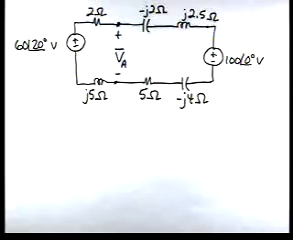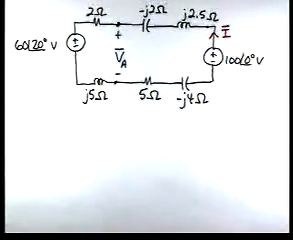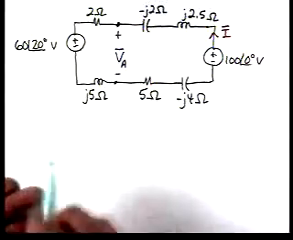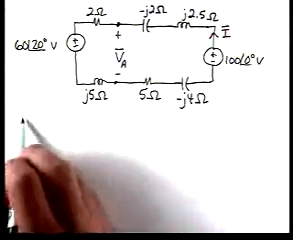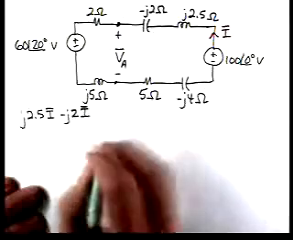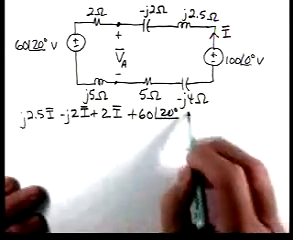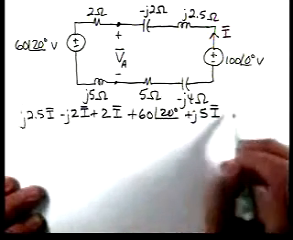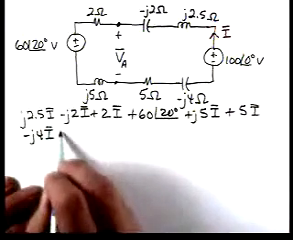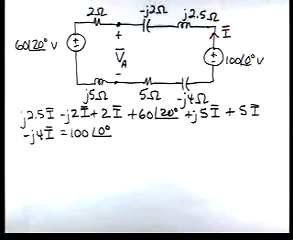And we have a single loop circuit. So I'm going to define a current I, and I'm going to calculate that current I. So if we apply KVL around this circuit counterclockwise, we have j 2.5 times I minus j 2 times I plus 2I plus 60 at an angle of 20 plus j 5 times I plus 5 times I minus j 4 times I is equal to 100 at an angle of 0, so that's applying KVL.